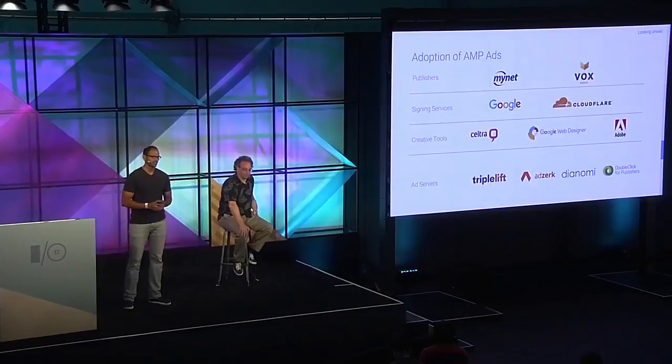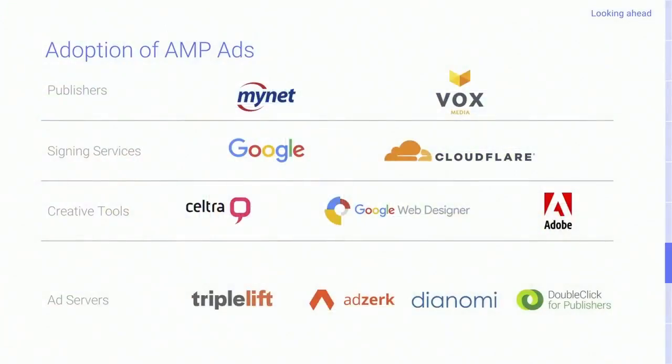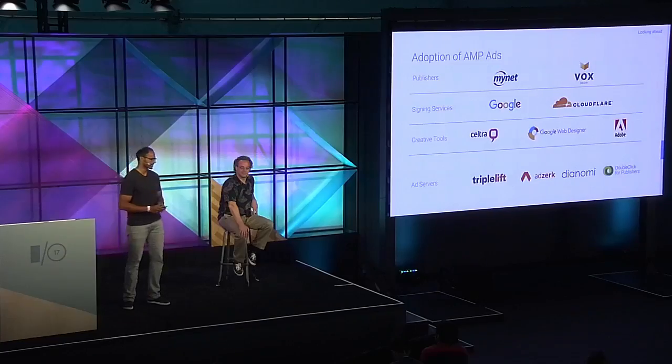We talked about Celtra in terms of using creative tools to develop AMP ads, but I'm also super excited to announce that Google Web Designer is going to also support outputting AMP ads, and so is Adobe Animate. All of these tools have really big market share to create ads, and we think we're on a good path for creating AMP ads easily with a WYSIWYG interface. In terms of ad server support, there's a bunch of options here, including TripleLift, AdZerk, Dynami, and of course, DFP for publishers.